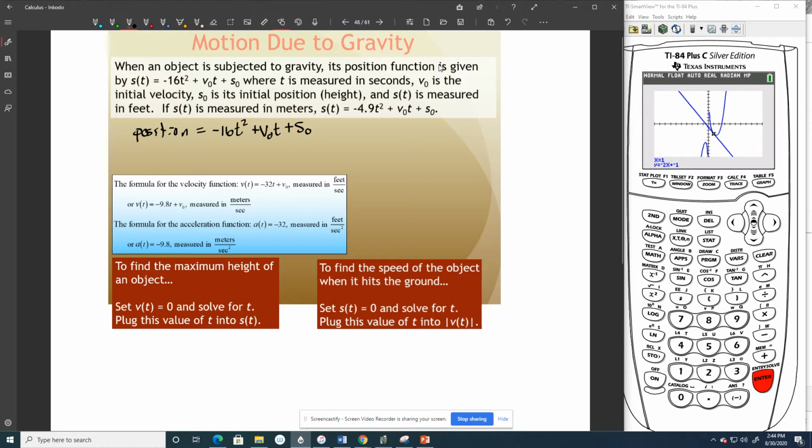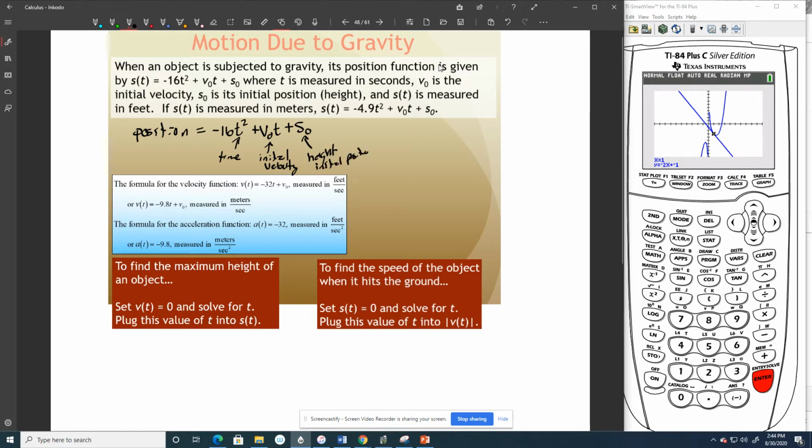Now t is in seconds, it's time. The v naught is our initial velocity. So what was the speed at the initial starting point? And s naught is our height, because we're dealing with gravity, but it's the initial position, okay?